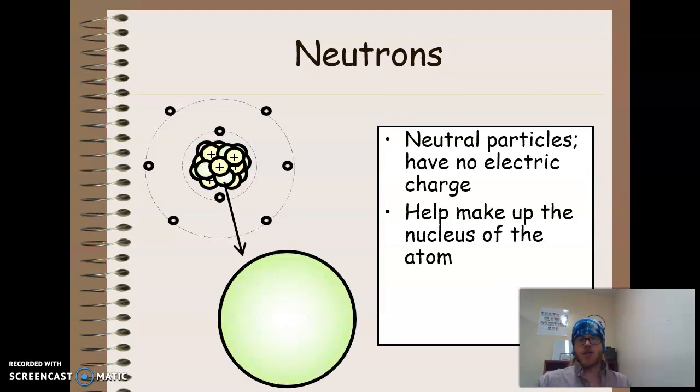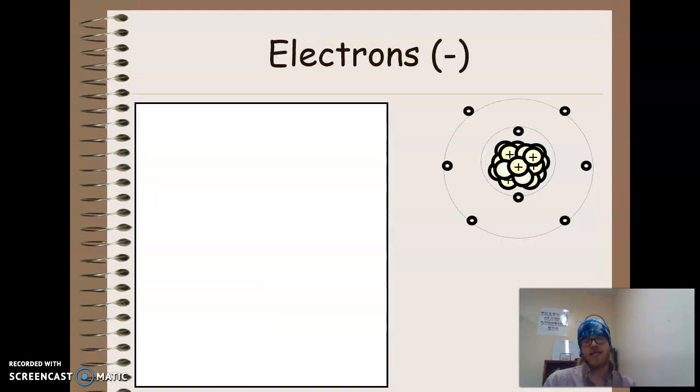Neutrons, no electrical charge. They are neutral. They're a little bit bigger as well, so they also contribute to the atomic mass. So protons plus neutrons is going to give us that atomic mass.